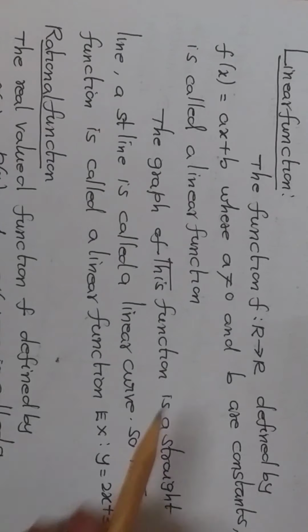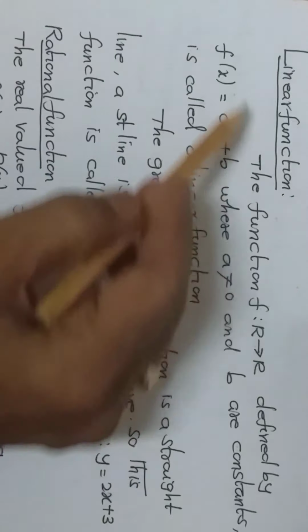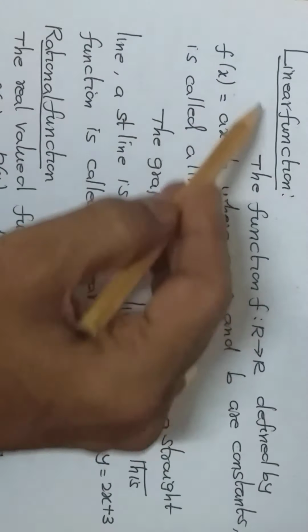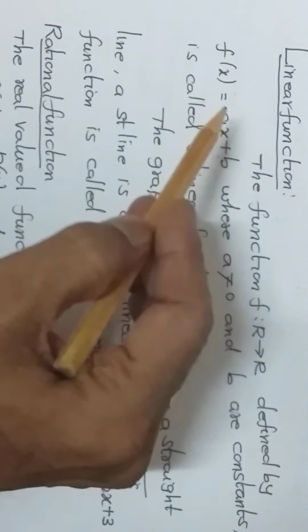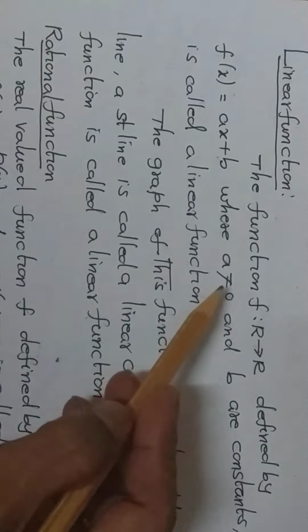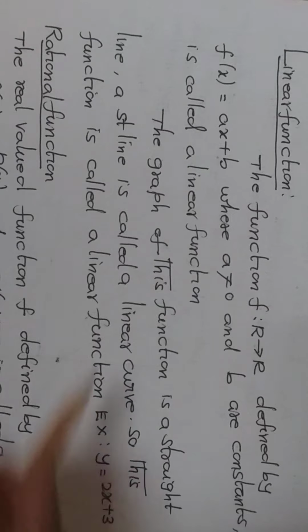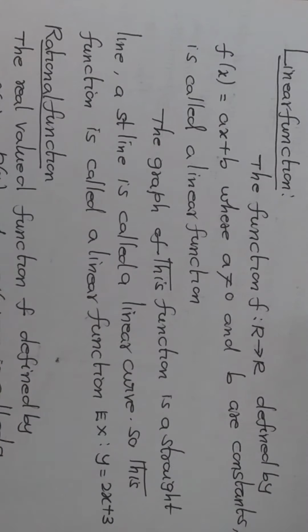Okay. So, the function f: R to R defined by f of x. What is this representation? This is known as the analytical representation of a function. We already saw f of x equal to y or y equal to f of x. ax plus b, where a not equal to 0. And a and b are constants. Constant means numbers. Okay, is called a linear function. I already told why it is called a linear function, because the graph of this function is a straight line.